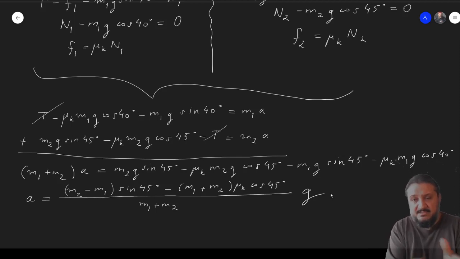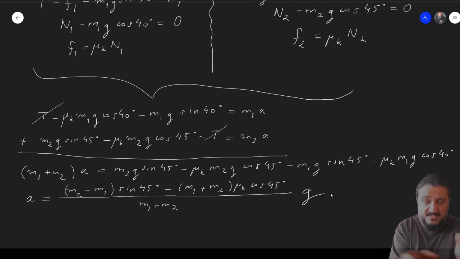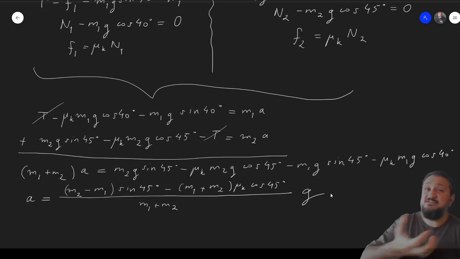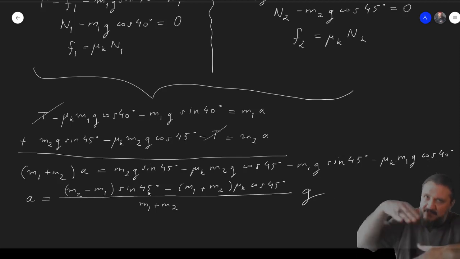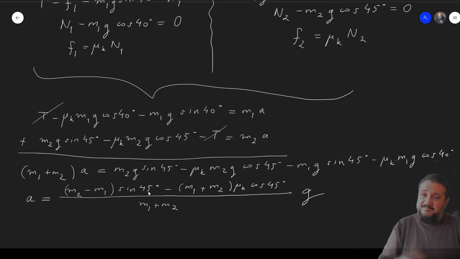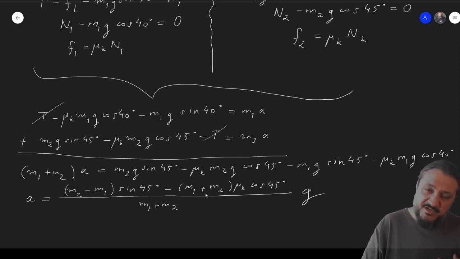Okay, so think about this. What's happening here? We have gravity doing its thing. The difference of the masses, m2 and m1. Remember, m2 was the heavy one? That difference is driving this motion. So that's why I have m2 minus m1 sine 45, because it has to be projected onto the plane. But the friction is opposing it. That's why I'm subtracting that friction term here.